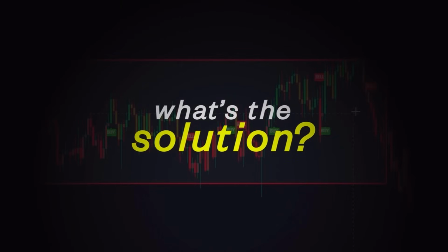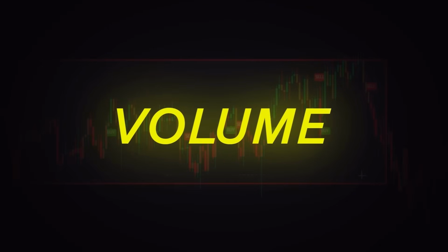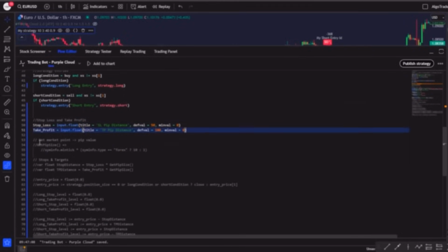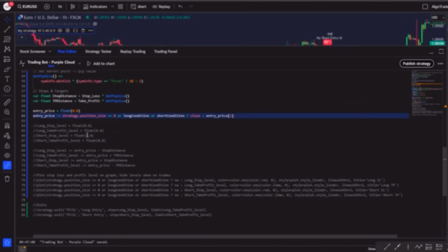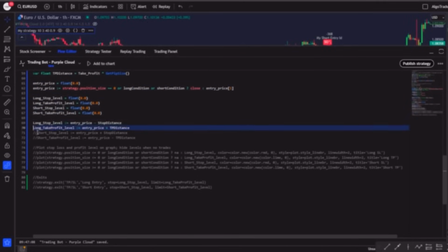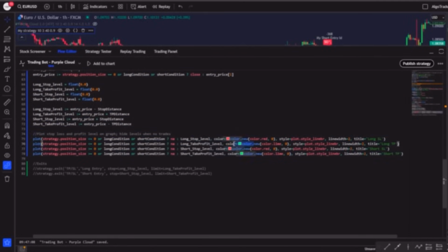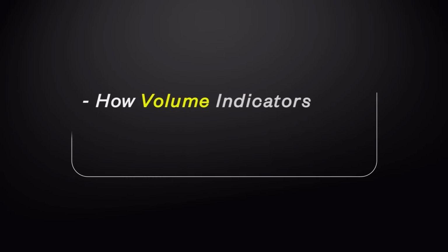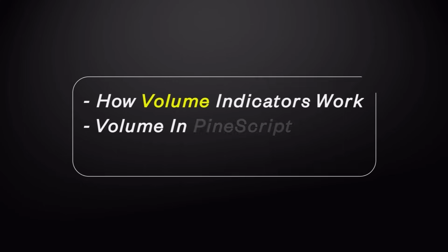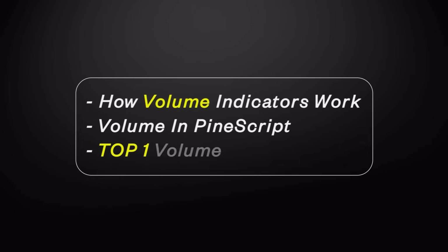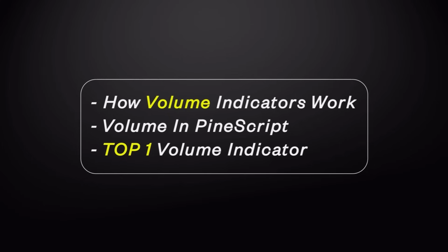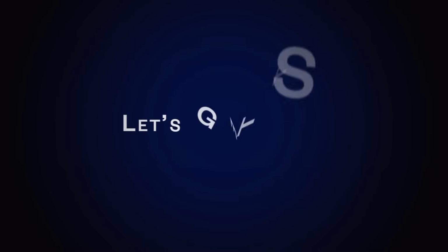So what's the solution? In one word, volume. In this video, we'll upgrade our bot by adding a volume indicator and test how it impacts our performance. You will learn how volume indicators work, how to use them in PineScript, and which one actually improves the strategy. My name is ATP and let's get started.